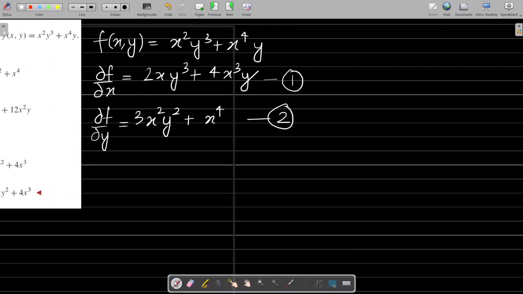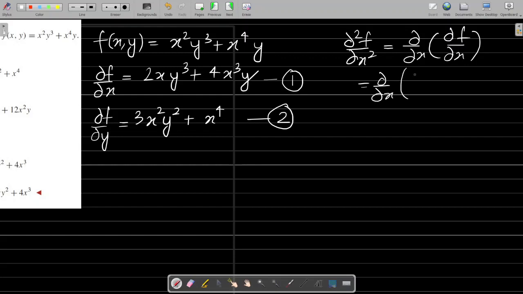Now, what is dou square f by dou x square? Dou square f by dou x square, we know it is dou by dou x of dou f by dou x. That is dou by dou x of this part, 2x y cube plus 4x cube y. So what is the answer? It is dou by dou x of 2x is 2, so we will be having 2y cube plus dou by dou x of x cube is 3x square, so 4 times 3 is 12x square y.